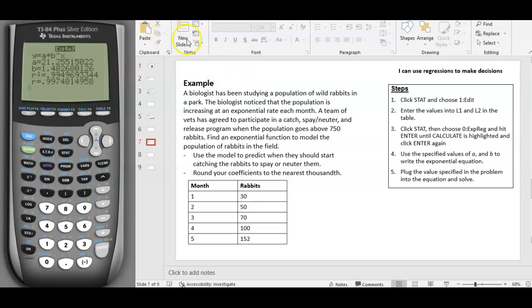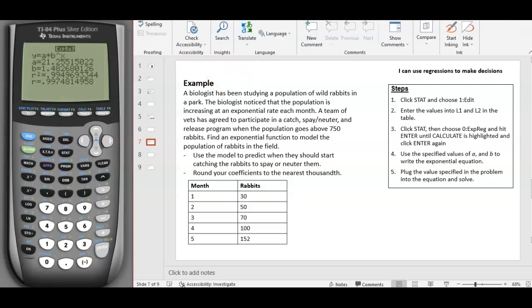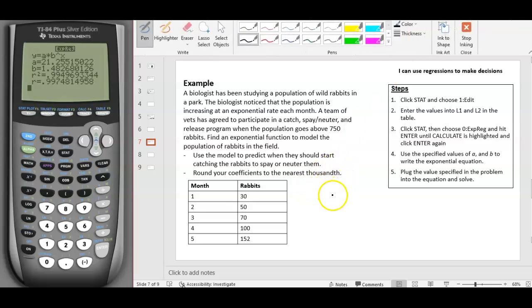And now we get this equation. We can plug in these values. We have y equals a, which is 21.255, right? Because it says round to the nearest thousandth, times b, which is 1.483, and that is to the x.